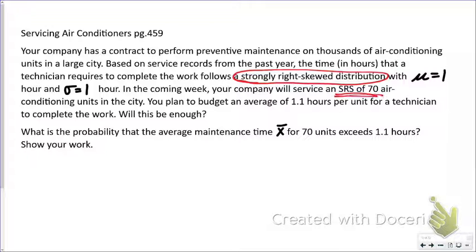They took a large sample. That means the sampling distribution will be normal. So it normalizes that right-skewed population. So let's write it out.